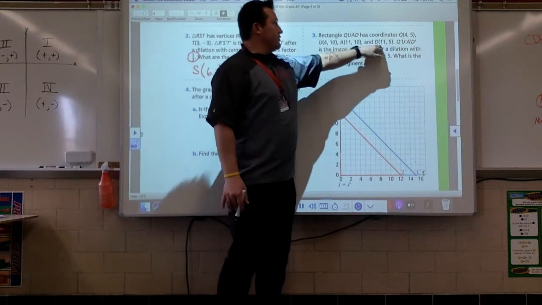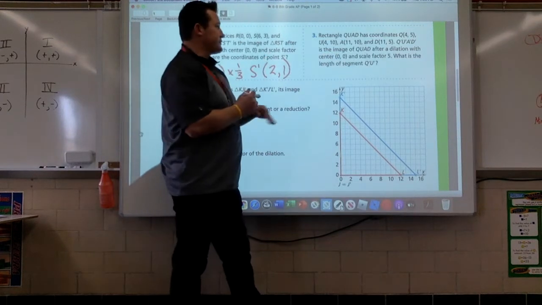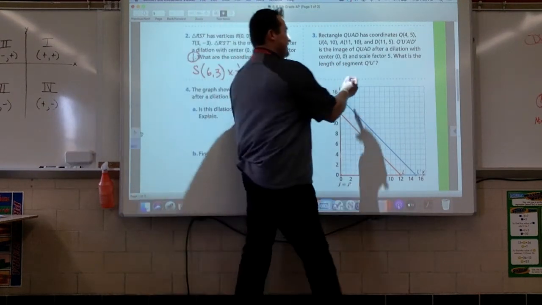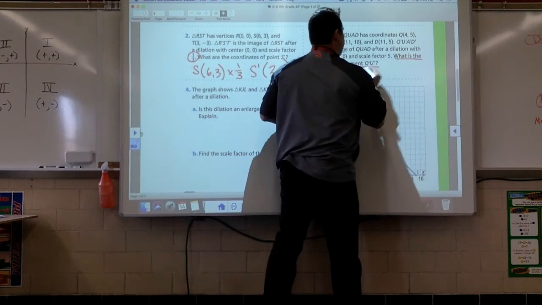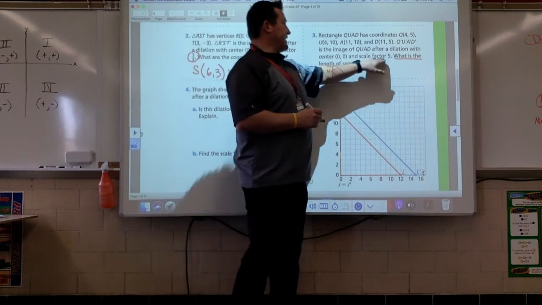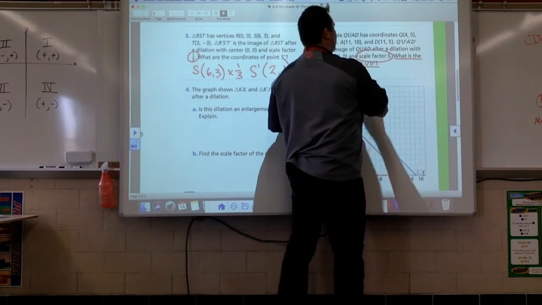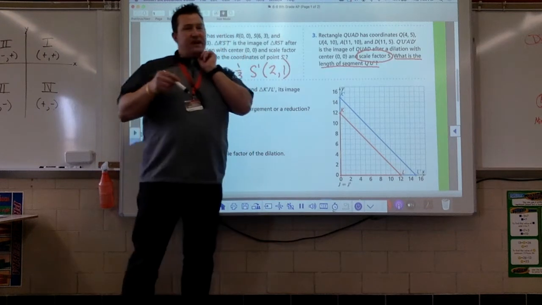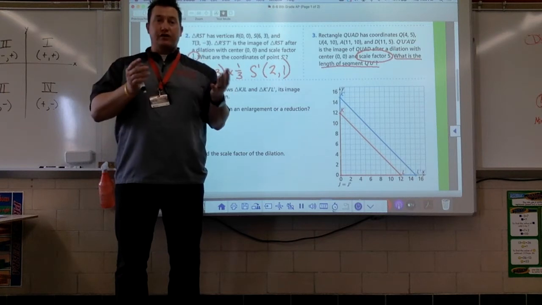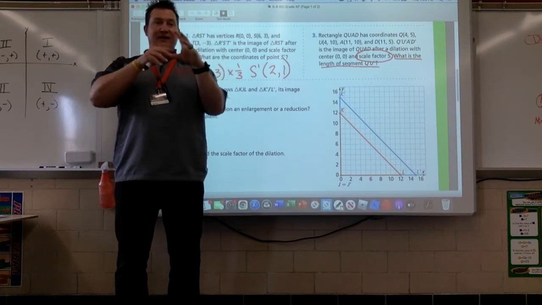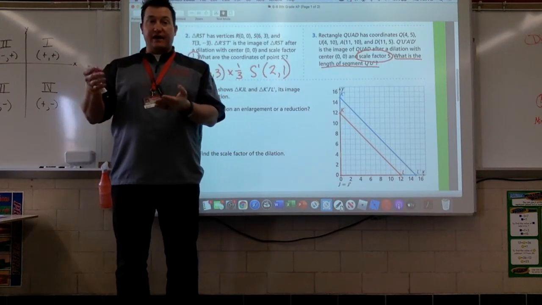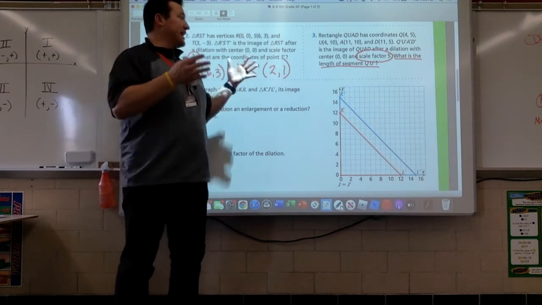The rectangle, again, gives us all of those ordered pairs for the different vertices. Okay, this one's a little bit different. I take it back. It says, what is the length of segment Q prime U prime? We know it's going to get dilated with a scale factor of 5. We have to figure out the new segment length. Here's what we're going to do. We figure out what the original segment length is, and then whatever it is, 3 or 4 or 5 or 6, we multiply it by the scale factor, 5, and that's how big our new segment length will be.